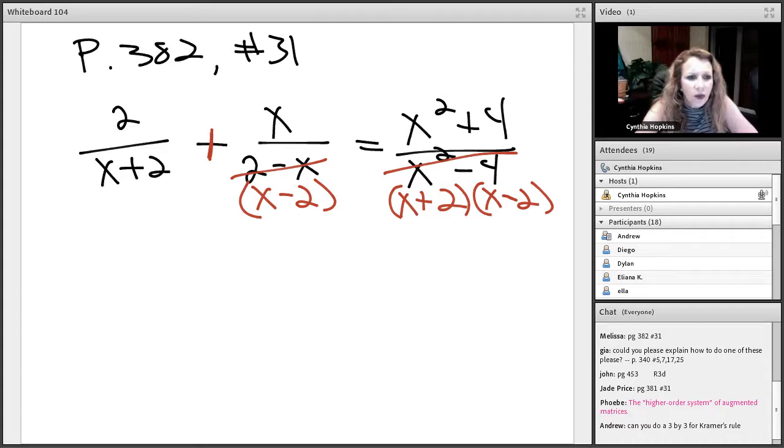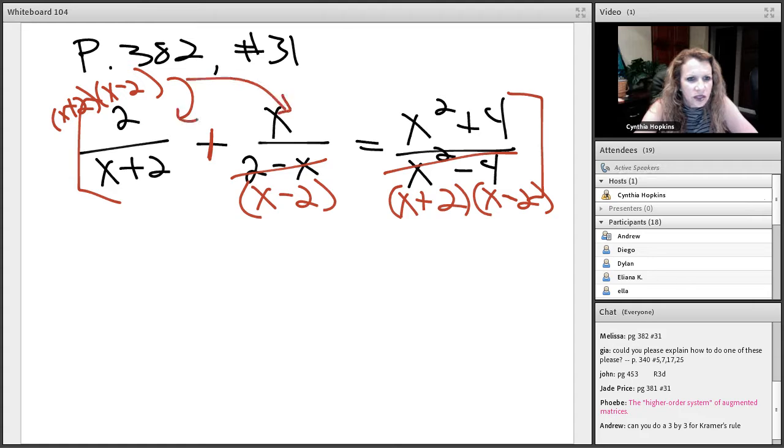Okay, so now here's my big step. This is my getting rid of the denominators. I'm going to multiply every term in this whole equation by x plus 2 times the quantity x minus 2. And I'm going to distribute that to the first term, to the second term, and to the third term. Every term has to get multiplied by that. Okay, so in the first term, my x plus 2's will cancel, and so I'll have 2, the quantity x minus 2. No more fraction.